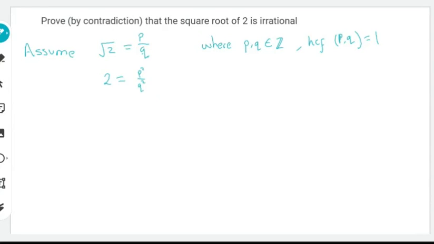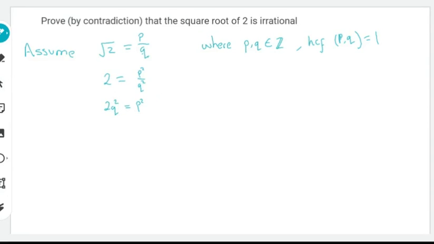Did you do anything else after? Then I times both sides by q squared. Okay. So 2q squared equals p squared. And that means that p has to be even. No? Okay. Yeah, so p has to be even.